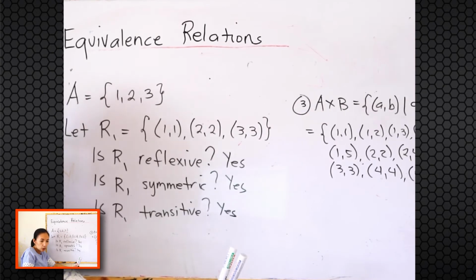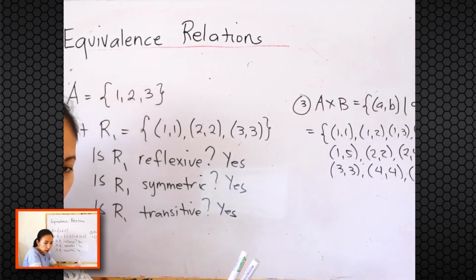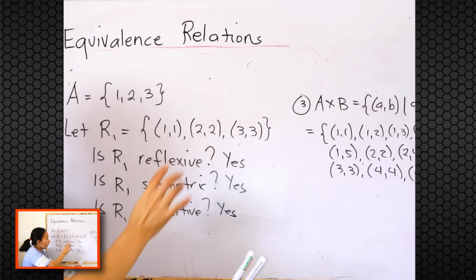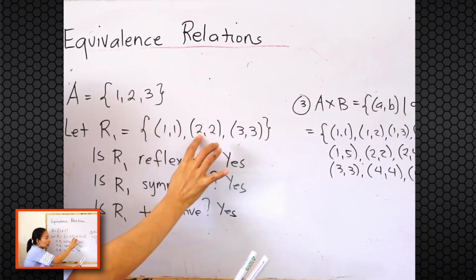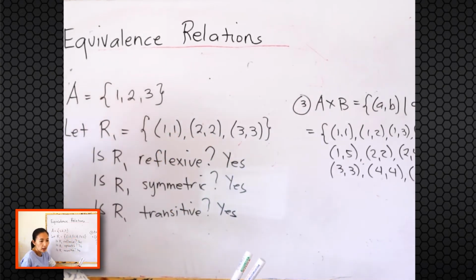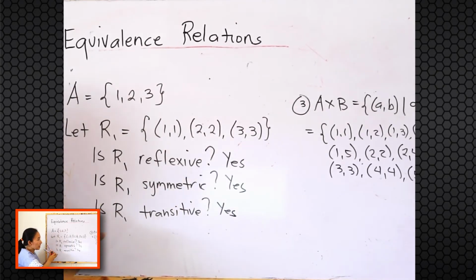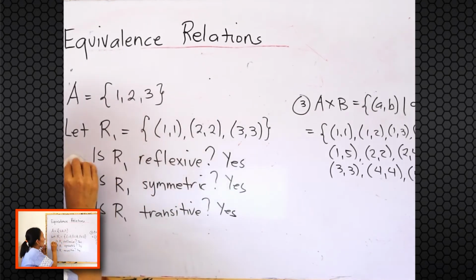Now, let's proceed to example number 2. The equal relation is an equivalence relation. This relation, in fact, is equal. a equals b. The first and the second are equal. So, the equal to relation is an equivalence relation. Now, moving on to the second example, may I erase this now so we can have example number 1.